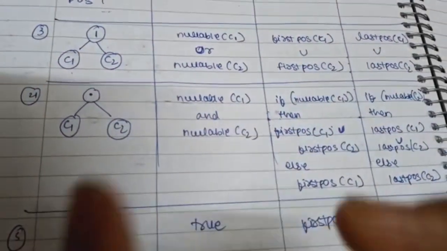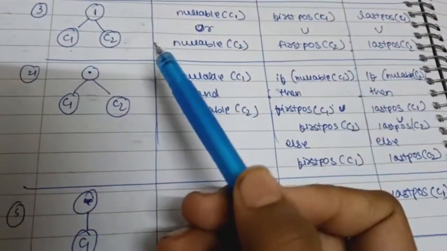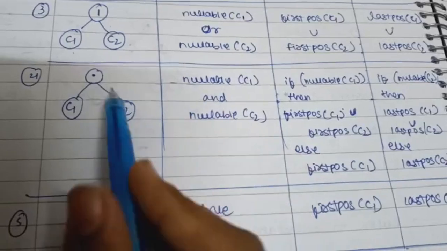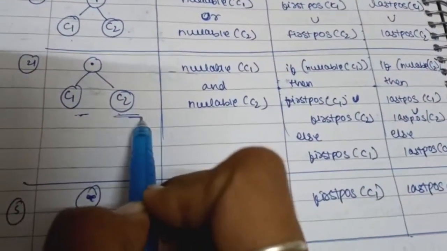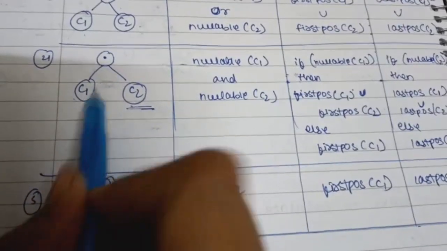Then when you need to check whether this concatenation operator is nullable or not, that is obvious. If this is nullable and this is nullable, then and only then is this going to be nullable. If one of them is not nullable, then this operator is also not nullable.